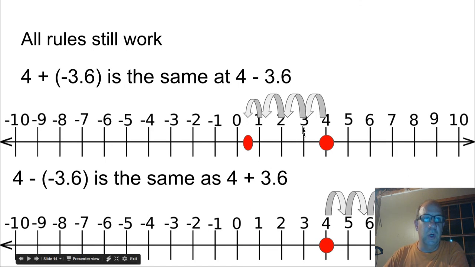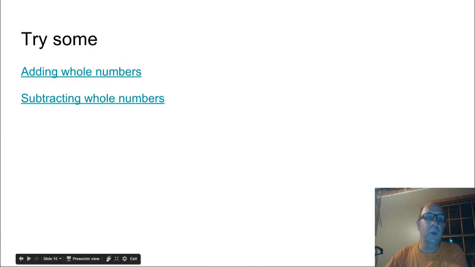All rules still work. 4 plus a negative 3.6 is the same as 4 minus 3.6. Start at 4, move to the left 3.6. 4 minus a negative 3.6 is the same as 4 plus 3.6. Start at 4, move up 1, 2, 3.6. Try some on your own. Tell me how you do.